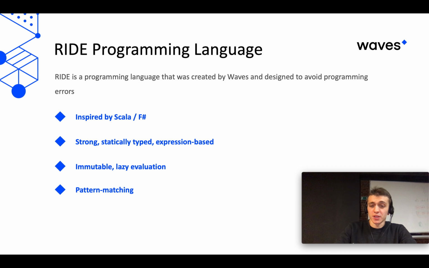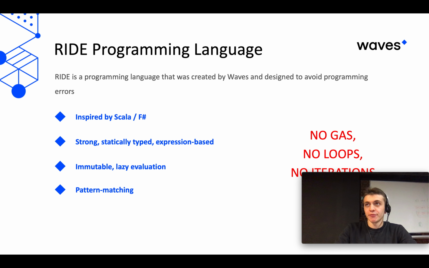There is a very interesting and important feature called pattern matching. If you have experience with Scala, for example, you'll love it. And there are no loops, there are no iterations. So if you write a smart contract, you have to understand that you can't iterate over some collection, for example. We made it to keep Ride simple, to keep smart contracts simple, and to make them bug-free.